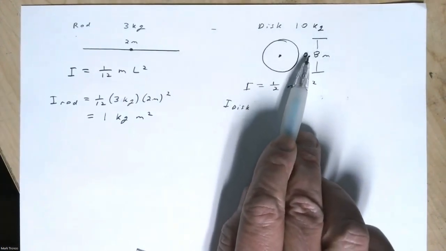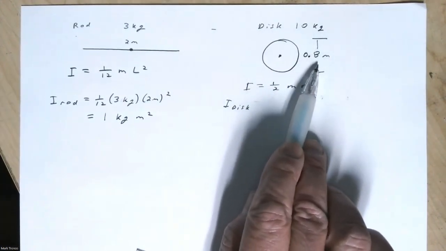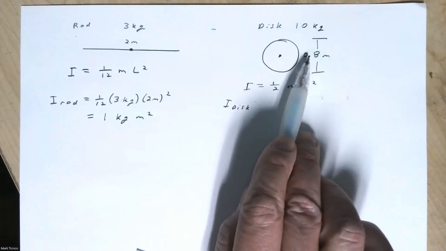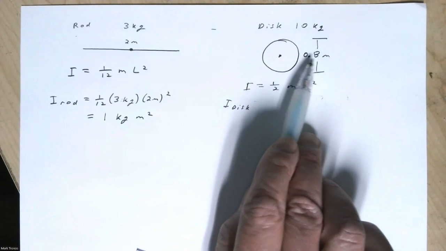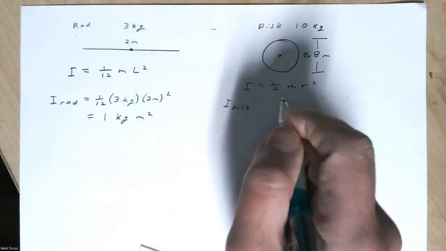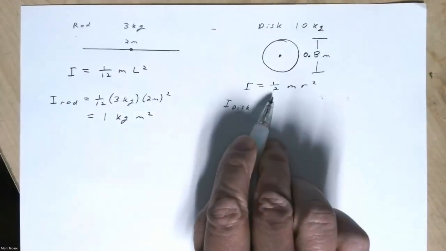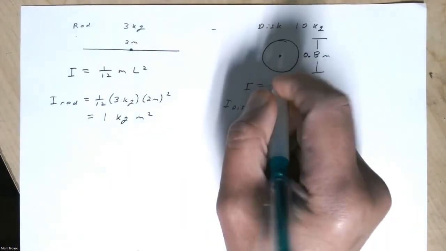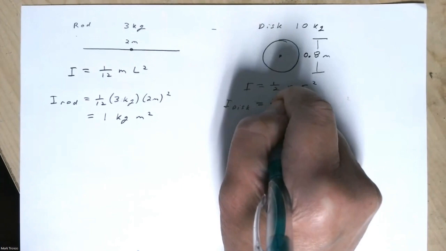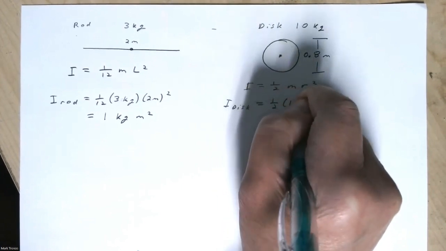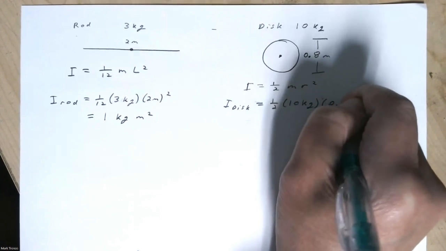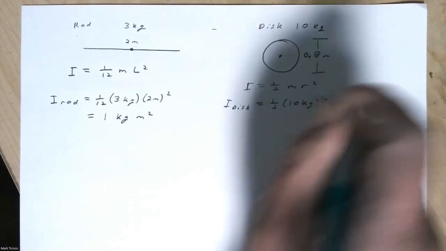Actually, this disk is 0.8 meters. I said earlier it was 8 meters, but actually 0.8 meters. The disk here is 0.8 meters. And so again, the mass moment of the disk is 1/2 the mass times radius squared. So it's going to be 1/2 times 10 kilograms times 0.4 meters squared.